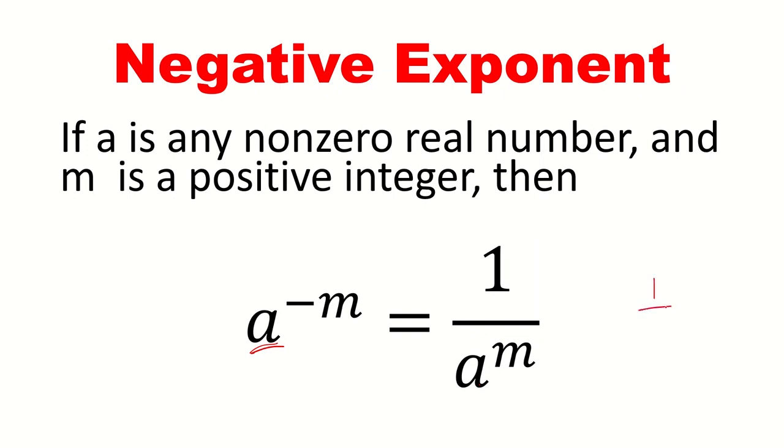So parang ganito. So parang 1 over a to the power of negative m. So para maging positive yung exponent, lagay natin siya sa numerator. And walang matitira sa denominator, so 1 na lang. Anong mangyayari doon sa sign ng ating exponent? Magiging positive na.